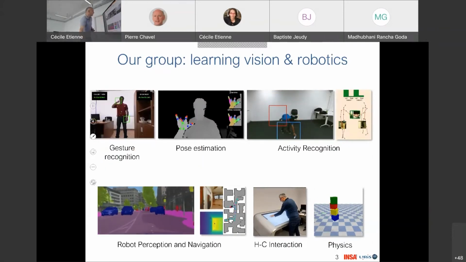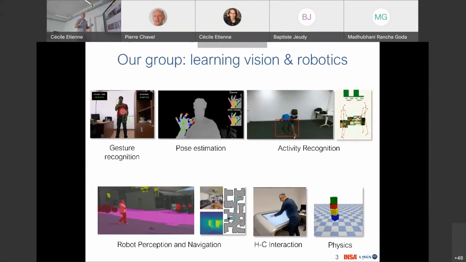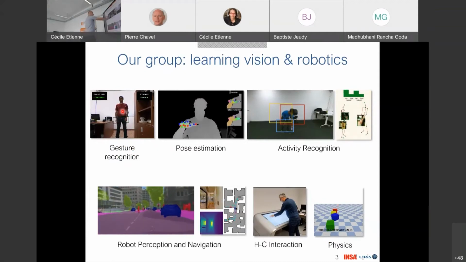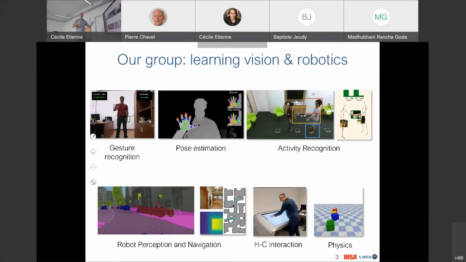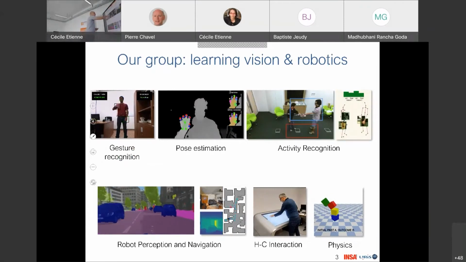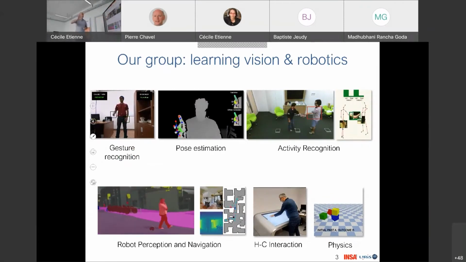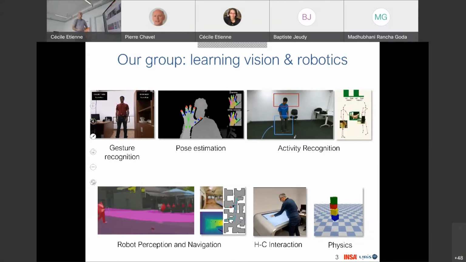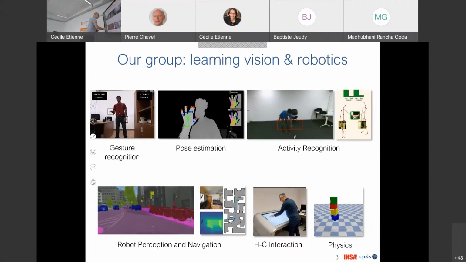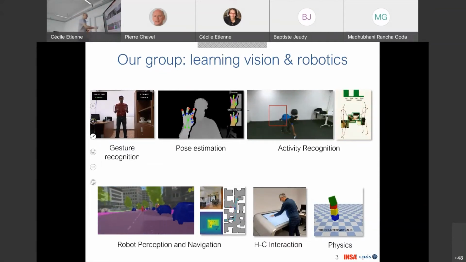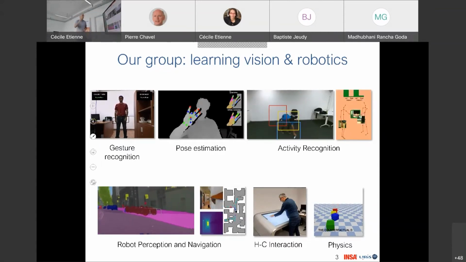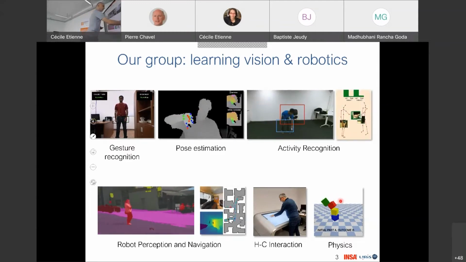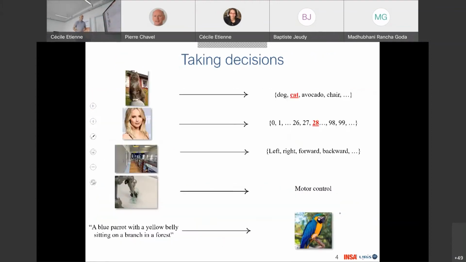So we're working on computer vision, for example, with a strong focus on understanding humans. So gesture recognition, robot interactions, pose estimation. This is an application for virtual reality: where are the fingers of a human, in order to find out how to hold a virtual object. Then autonomous driving, which is work done in collaboration with researchers here in Saint-Etienne. And we also work on understanding physics.